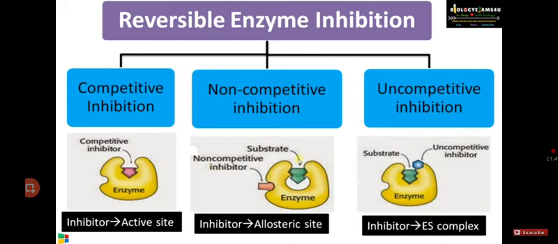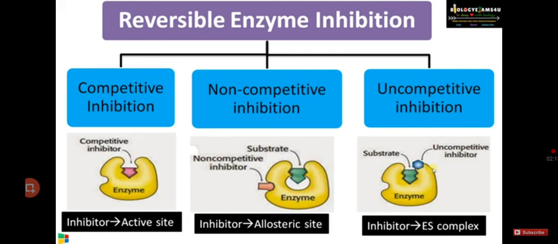And the third one is uncompetitive inhibition. Here the inhibitor binds to the enzyme substrate complex. So there is no inhibition regarding the binding of the substrate to the active site of the enzyme. Here the inhibitor binds to the enzyme substrate complex. This is a basic difference between these three types of enzyme inhibition.